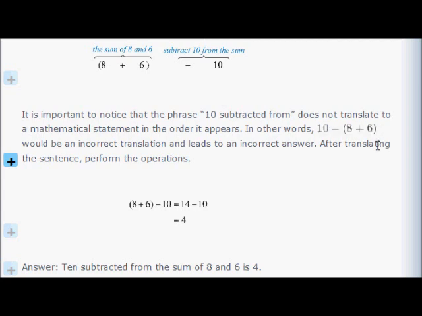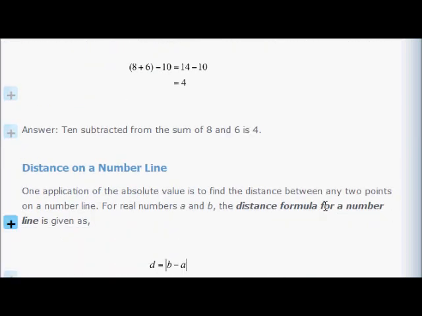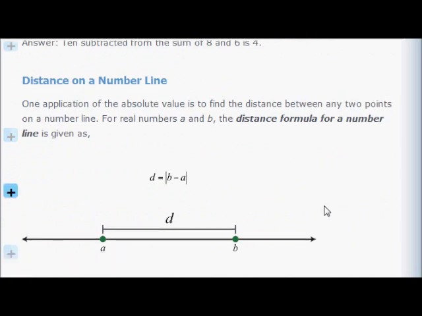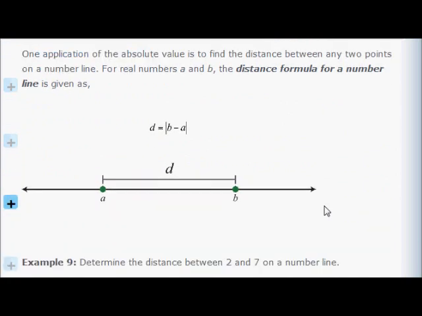So remember that we do not want to say "subtracted from" means this, because it definitely does not mean that, okay? Here you have 8 plus 6 being subtracted from 10, all right? It's not 10 being subtracted from anything, it's 8 plus 6 being subtracted from 10. So, we got the answer 4 already.